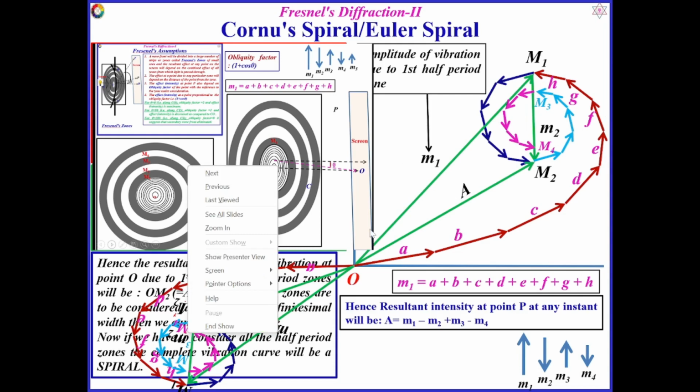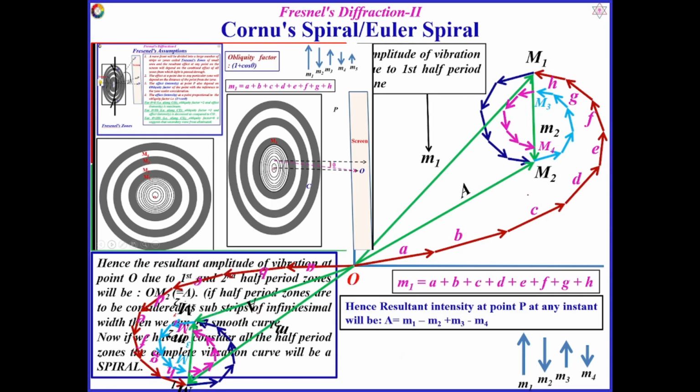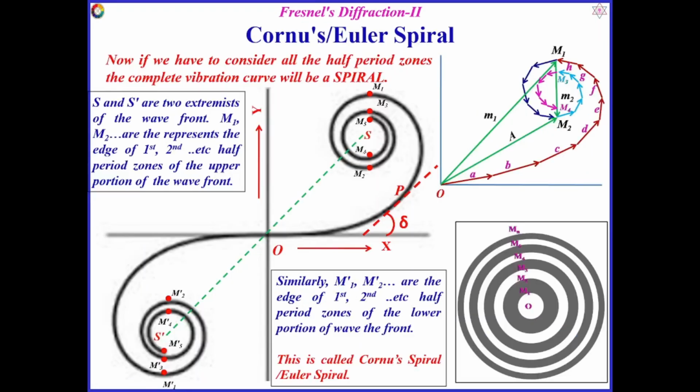So this entire spiral curve is formed in this quadrant, the first quadrant, and in the third quadrant. So the first quadrant and third quadrant together will be called the Cornu spiral, right? This entire thing is called the Cornu spiral. So ideally it will look like this one. So this is your Cornu spiral. Now if we consider all half period zones, the complete vibrational curve will be a spiral like this.